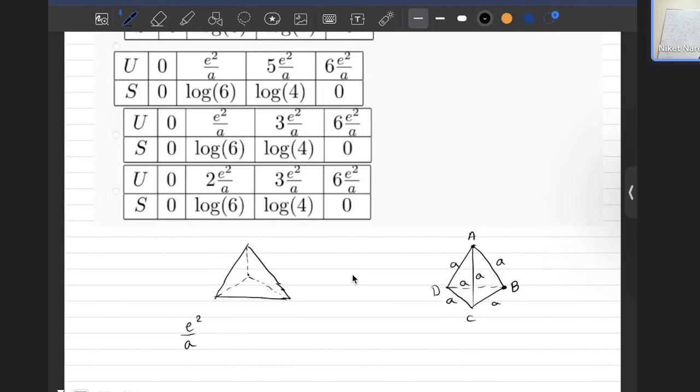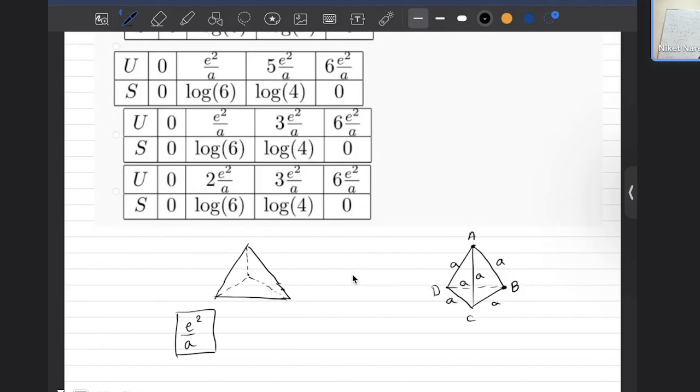And if you see, for any kind of arrangement which will have two charges, the potential energy is going to be this only in the case of a tetrahedron. In the case of a cube, just for two charges you could have different arrangements where the potential energy would be different. But in the case of a tetrahedron, for just two charges you have only one potential energy possible, which is E square by A.